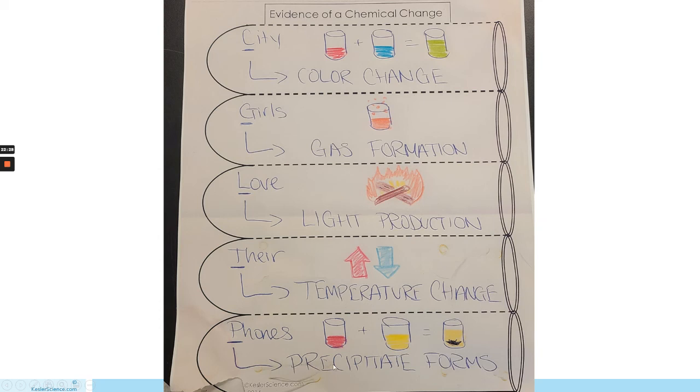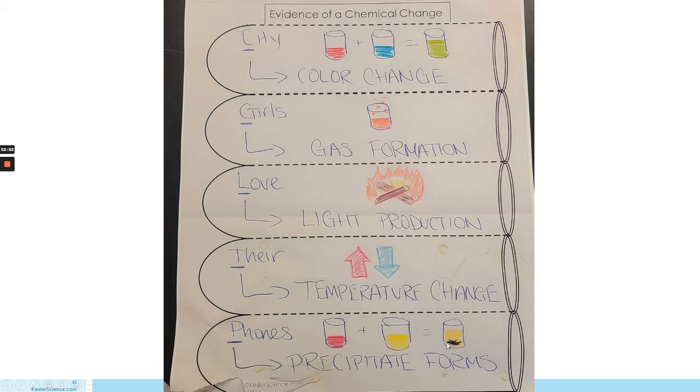Lastly, we have a precipitate formation. The P stands for precipitate. Precipitate means that a solid is formed where there was no solid before. This can either happen when two liquids combine or a liquid and a solid combine. And so here we have a beaker with some red liquid, a beaker with some yellow liquid. When I mix them together, some solid forms at the bottom.